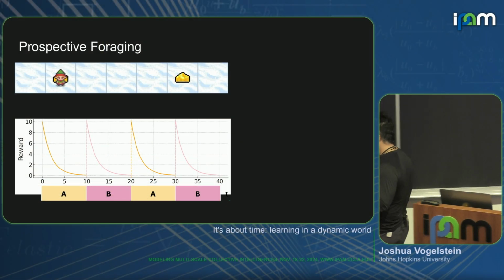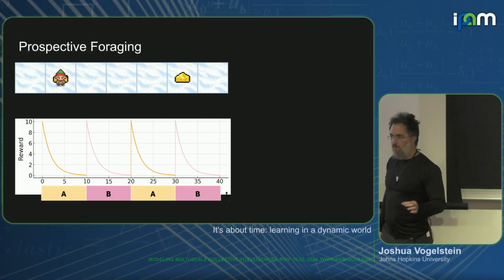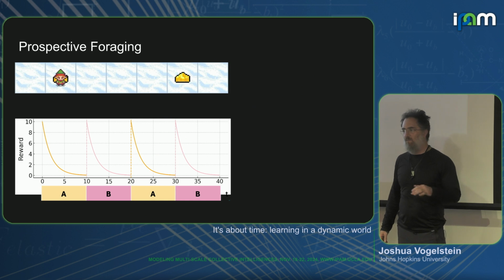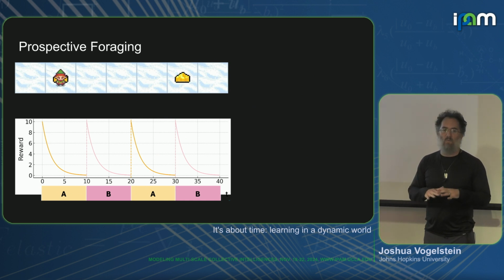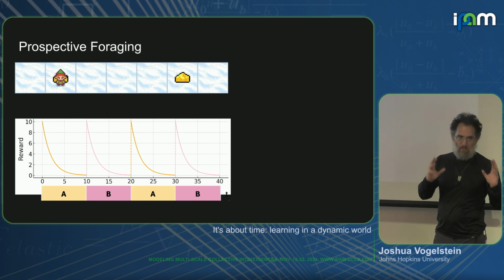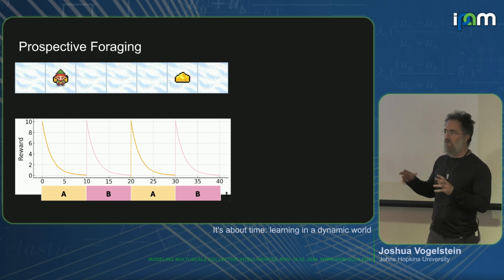So we designed this problem called prospective foraging. If any of you know foraging, I'll tell you how it's different. If you don't know foraging, just know that what people used to call in anthropology hunter-gatherer societies, they now call foraging societies.